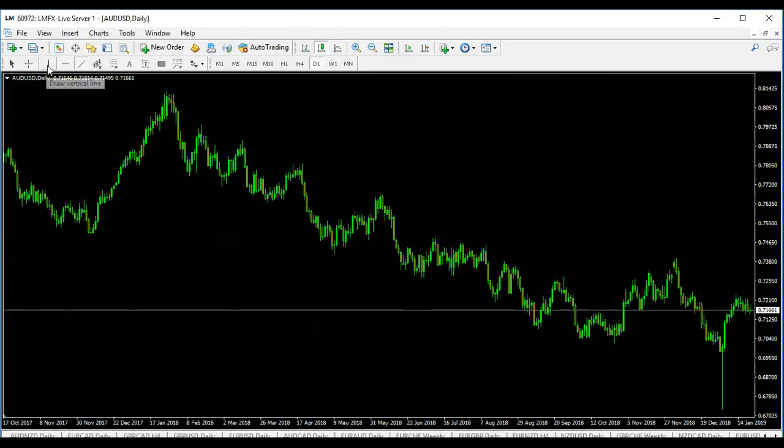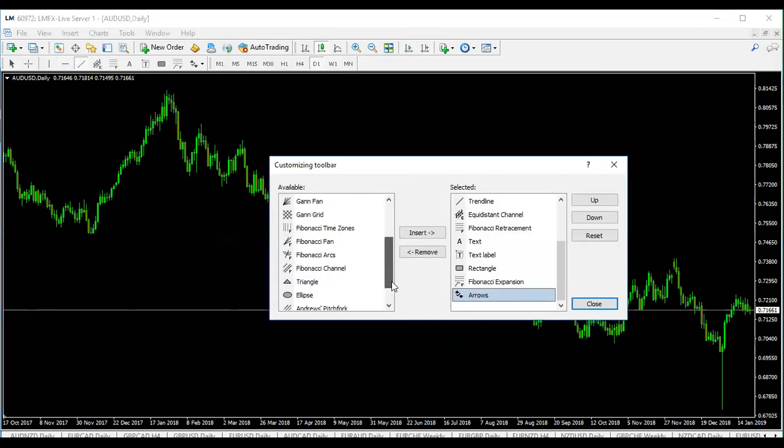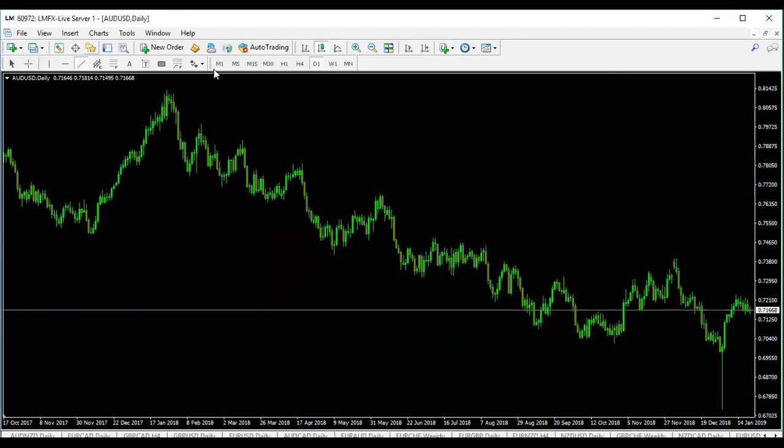If you don't see these tools, which you should, all you're going to do is right click and go to customize, and whatever tools that you need that are over here, you just simply click on it and hit insert and then close, and it will bring it up here into your little toolbox, so to say. So we've gone over support and resistance horizontal, which is going from the left to the right of your chart in a straight line.